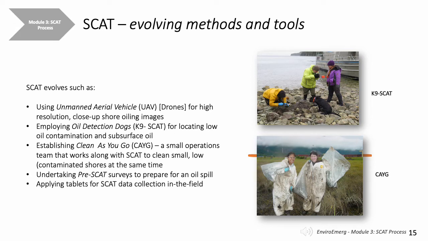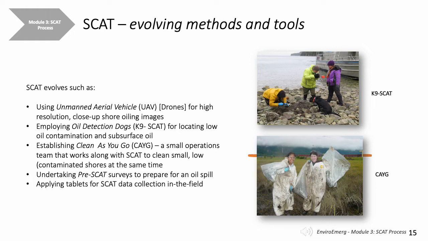The mission, principles, and core approaches to SCAT tend to stay the same. It can evolve in how it's undertaken. Examples include using unmanned aerial vehicles, or UAVs, otherwise known as drones, to provide high-resolution close-up shoreline oiling images. These images can be annotated to show oil distribution or where you've dug your subsurface oil test pits, and recommended equipment staging locations. Using still images extracted from aerial videos is an alternative to using hand-sketched diagrams.